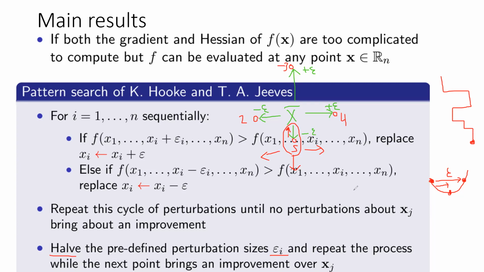So how do we stop this method? We just find when we cannot progress, then we halve the epsilon. And if the epsilon becomes too small, then we just stop the process because of the approximation errors. It's just okay to have this answer.